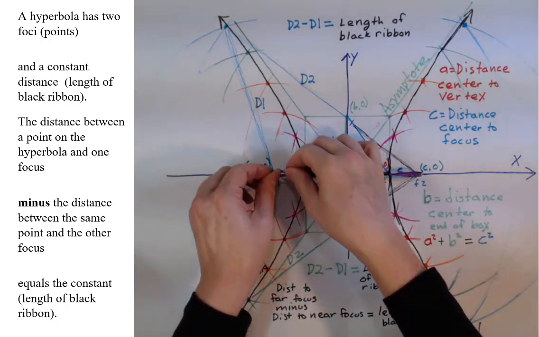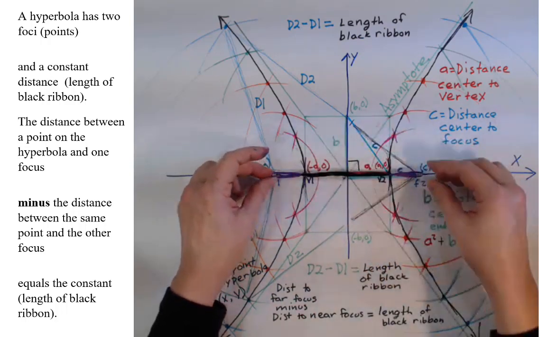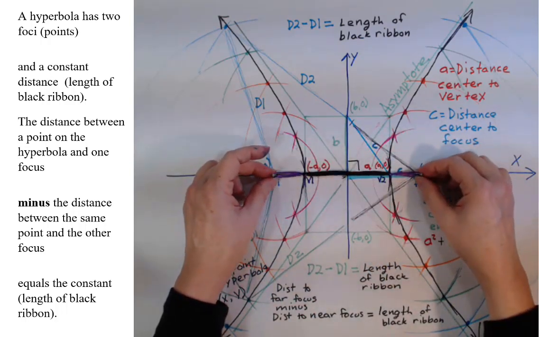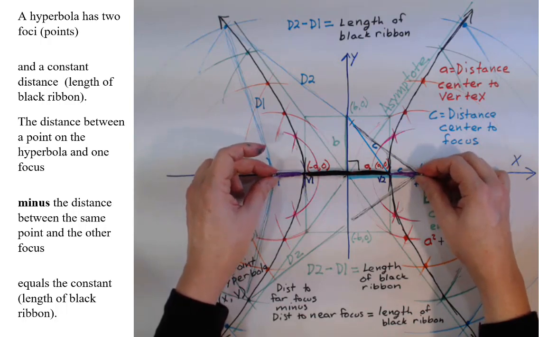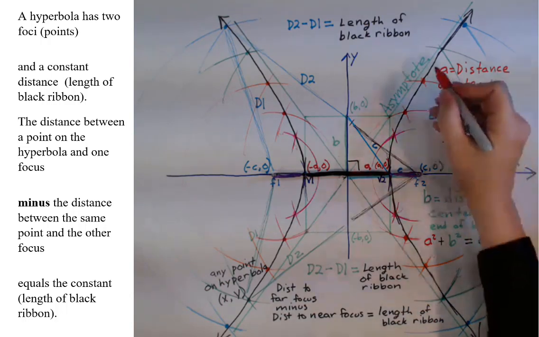If I run the purple ribbon from focus 1, I get to vertex 1, and from the other focus, the longer distance, I ought to have the purple ribbon plus the black. So with these two purple ribbons here, each going from a focus to a vertex, we see that the black ribbon is suspended in between. It just runs from one vertex to the other. The distance from the center to one vertex we've already named a. The distance from one vertex through the center out to the other vertex is then 2a, so the length of the black ribbon is 2a.